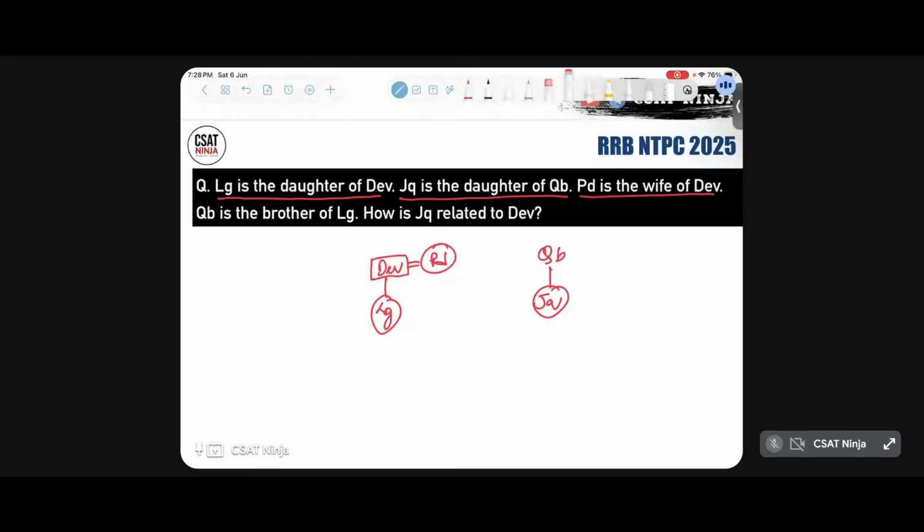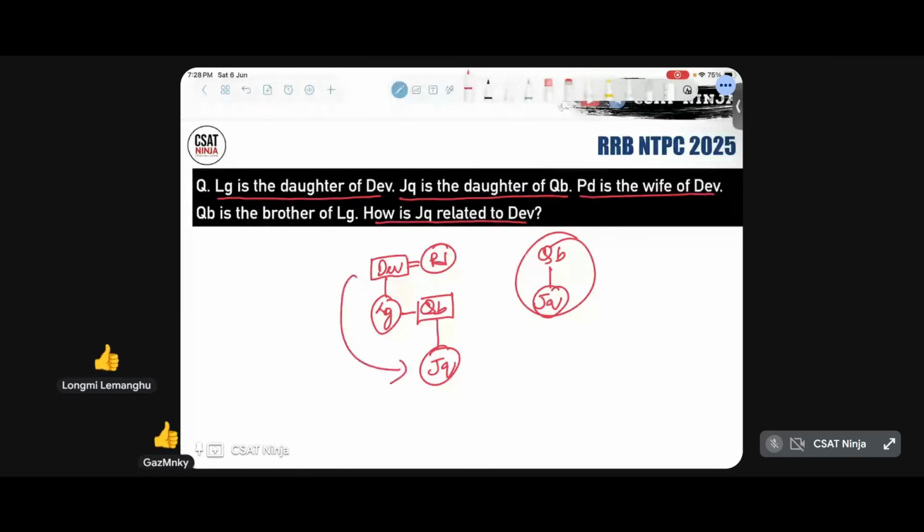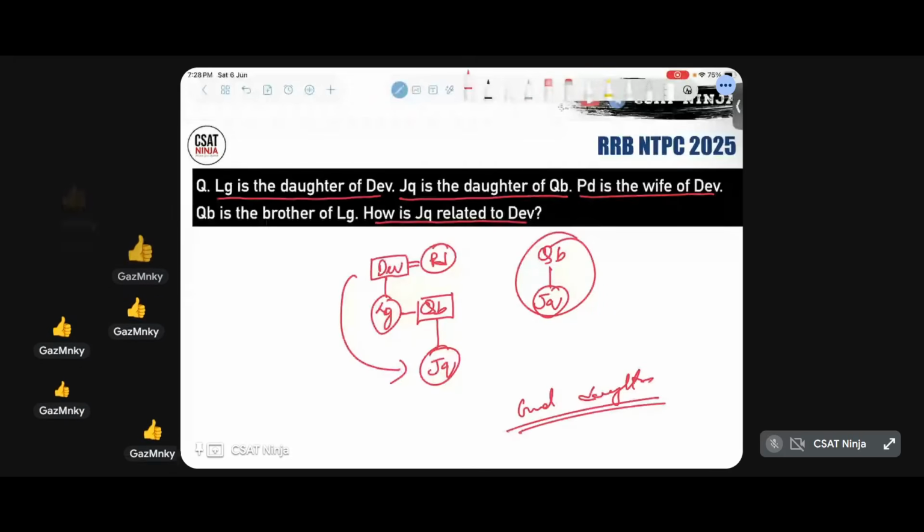Next one, do we have any relation? QP is a brother of LG. LG's brother is QP, and we have one relation here. I'm going to combine this one and this one together. QB's daughter is JQ. And what is asked? How is JQ related to Dave? So JQ is Dave's granddaughter, right? So that's the answer: granddaughter. I hope we're clear with this.